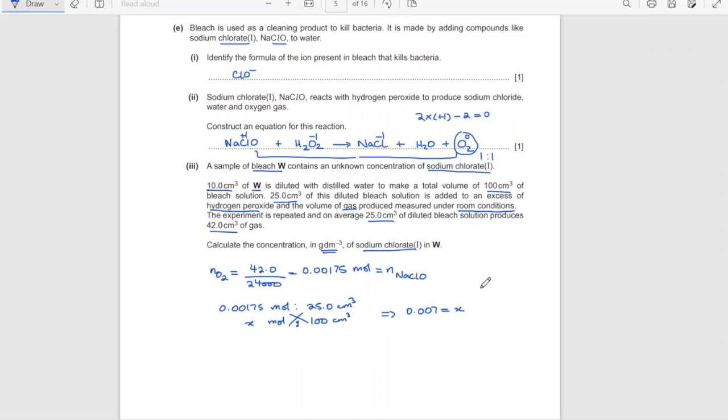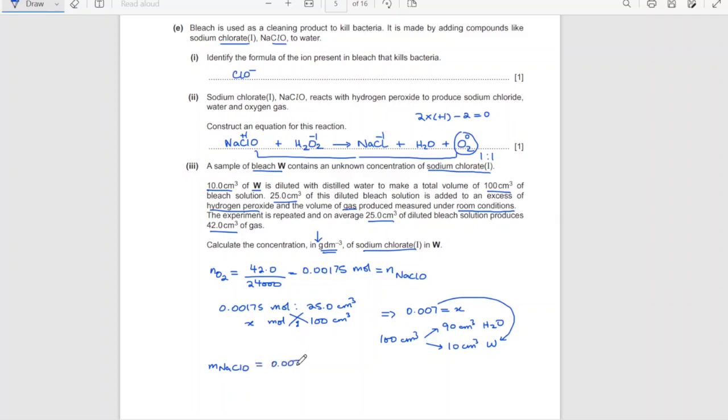Now, remember that that 100 cubic centimeters is actually made up of 90 cubic centimeters that's just distilled water. It contains nothing of the NaClO, and the 10 cubic centimeters is of W that does contain NaClO. So obviously the 0.007 moles have to have come from the 10 cubic centimeters of W. So now we can find the concentration, but first, remember, we have to convert to gram per cubic decimeter. Right now we have the moles. So we first find the mass of NaClO in the 0.007 moles.